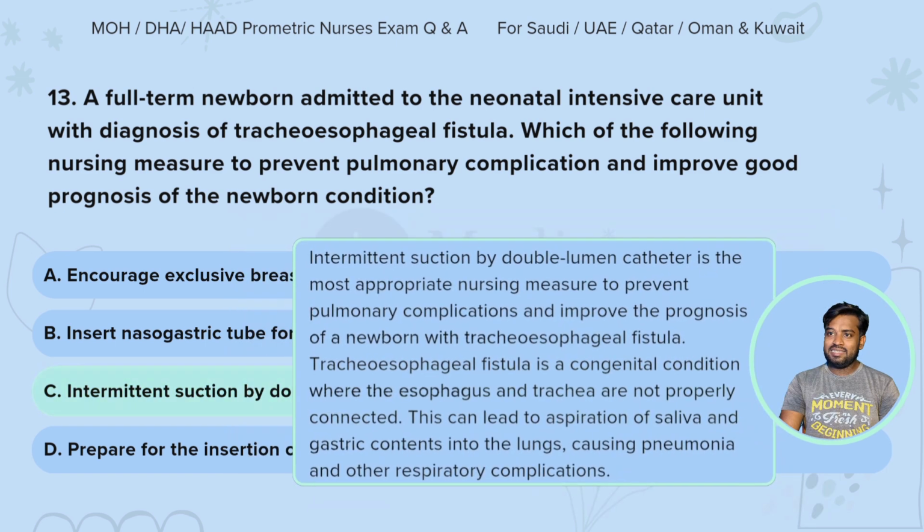The correct answer is C. Intermittent suctioning by the double lumen catheter is the most appropriate nursing measure to prevent pulmonary complications and improve the prognosis of a newborn with tracheoesophageal fistula. Tracheoesophageal fistula is a congenital condition where the esophagus and trachea are not properly connected. This can lead to aspiration of saliva and gastric contents into the lungs, causing pneumonia and other respiratory complications.